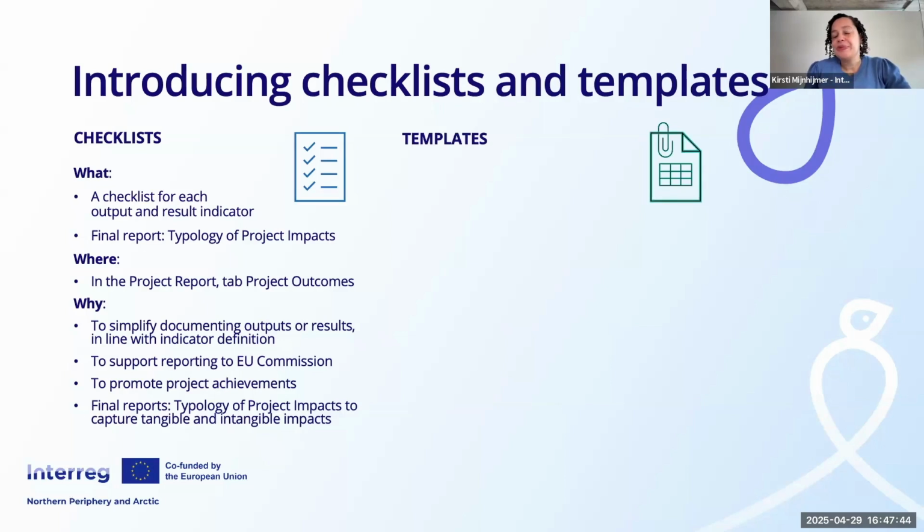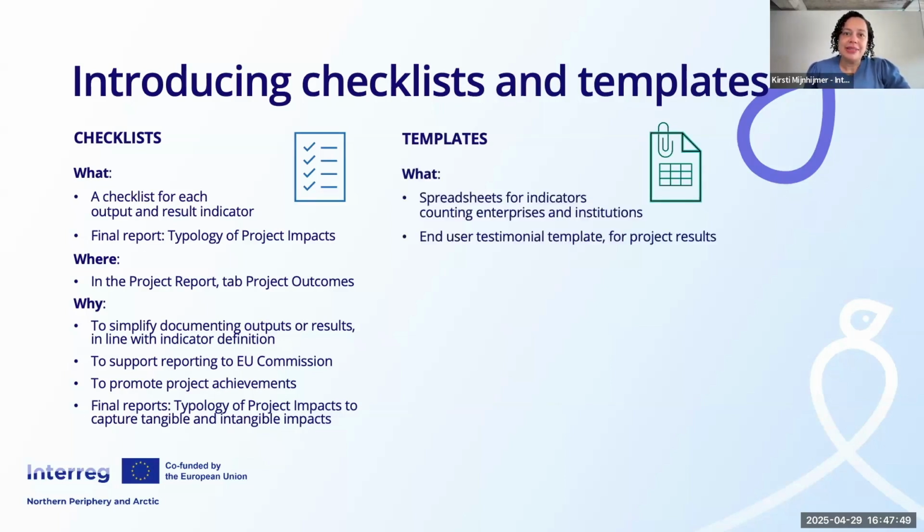Not everything could be solved with checklists in Jems, so we have a number of additional templates. Specifically for indicators that are counting enterprises and institutions, we have developed a number of spreadsheets. For example, for the indicator enterprises with non-financial support or enterprises cooperating with research institutions or public institutions supported to develop digital services. And another template we have is the end user testimonial template. And this is a template relevant for project results.